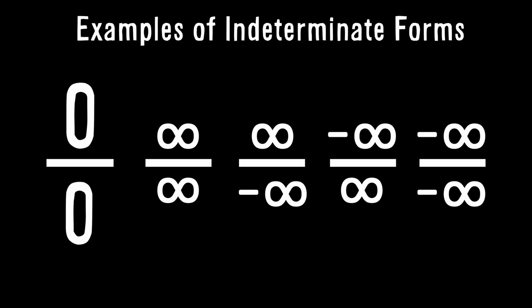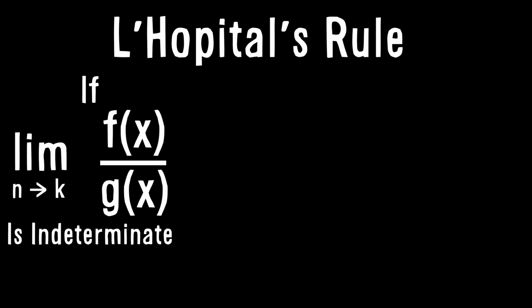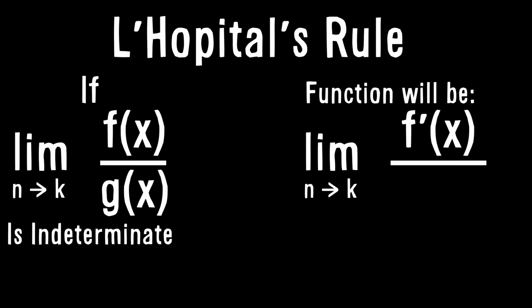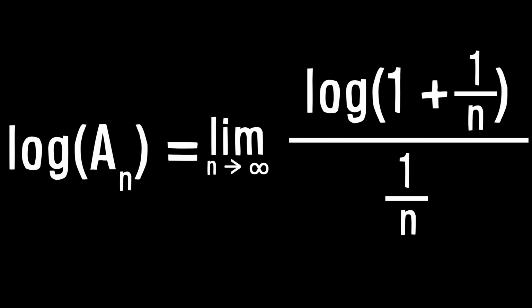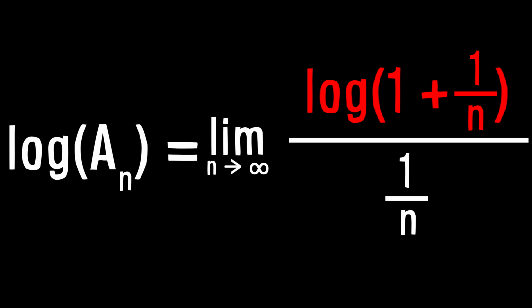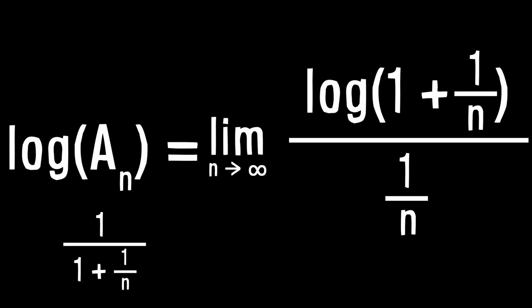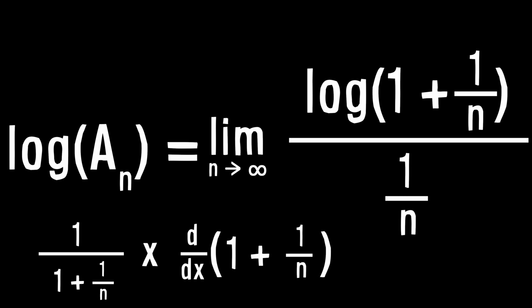So how can we solve this? Well, we can use what's called L'Hopital's rule, which states that if a limit of a function cannot be solved and causes an indeterminate form, we can differentiate the numerator and the denominator and it will give us the same answer. So what we need to first do is differentiate the numerator of this function. To differentiate the log function, we take the reciprocal of the function inside the log, multiplied by the differential of the function. So that will give us 1 over 1 plus 1 over n, multiplied by the differential, where the differential of 1 is just 0, and the differential of 1 over n is negative 1 over n squared.